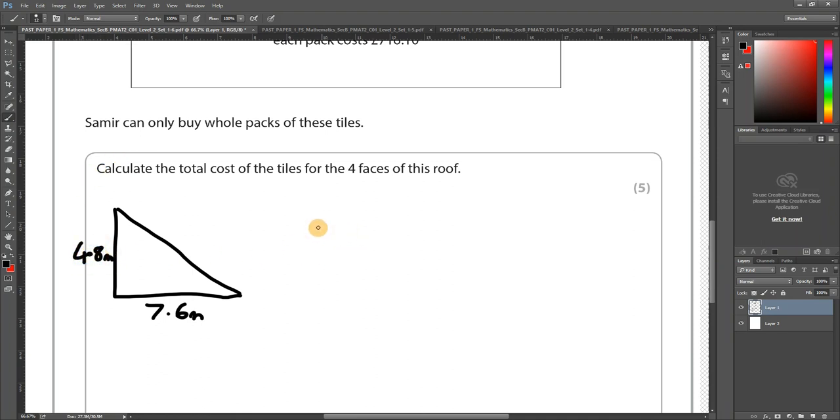Yep. And how do we work out area of a triangle? Well, area of a triangle, hopefully you know, is base times height and you divide it by 2. If you don't know that, you do need to memorize this. You need to know that it's like half a rectangle.